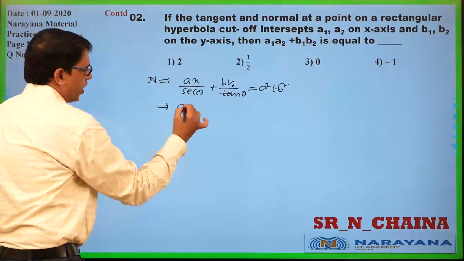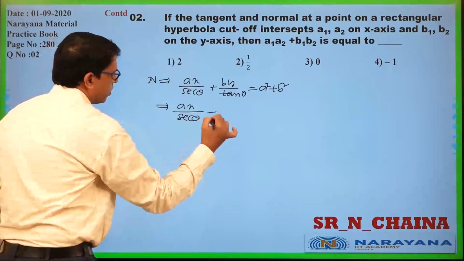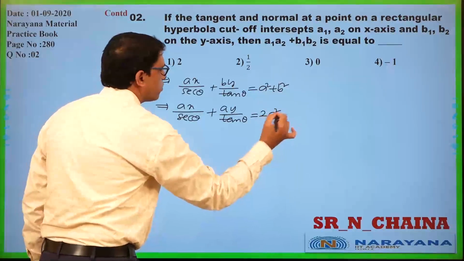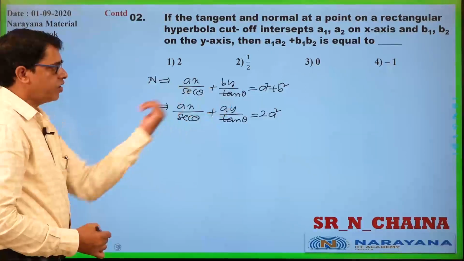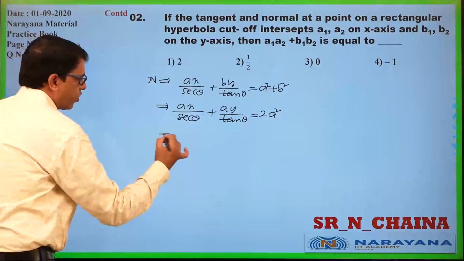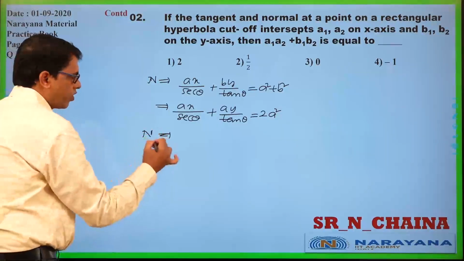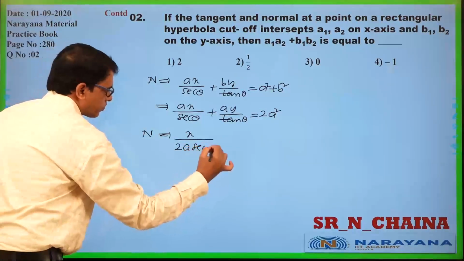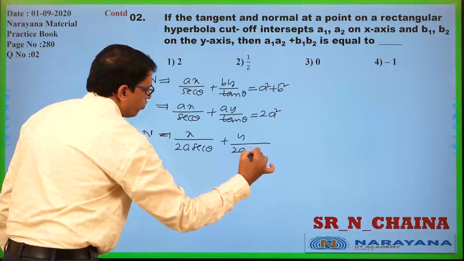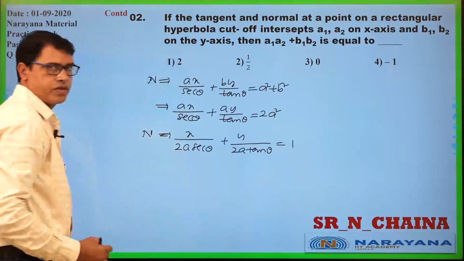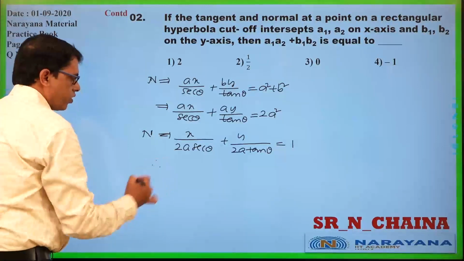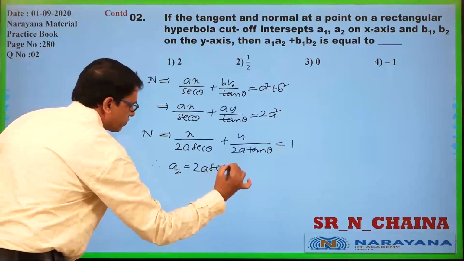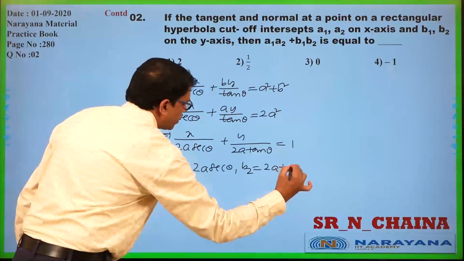So from this, ax secant theta plus ay tan theta equals a square plus a square, that is 2a square, and a cancels out. So bring 2a to the left side. Therefore the equation of normal is x by 2a secant theta plus y by 2a tan theta equals 1. So a2 equals 2a secant theta, and b2 equals 2a tan theta.